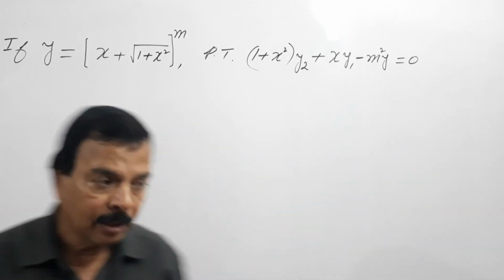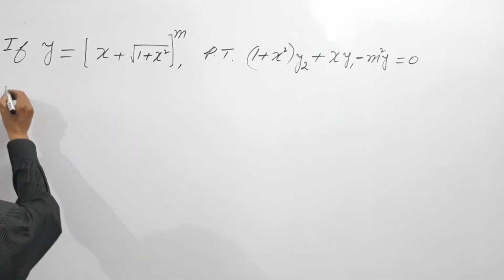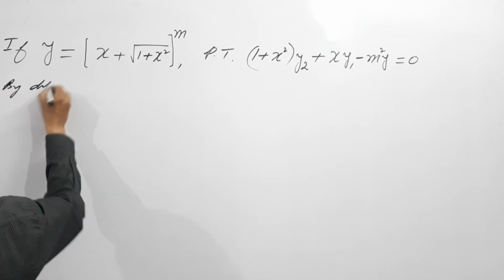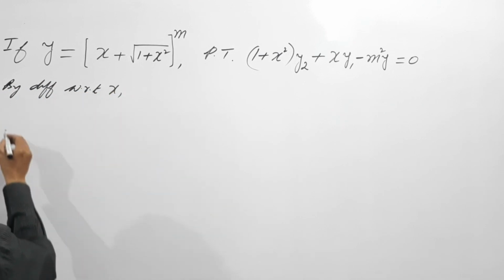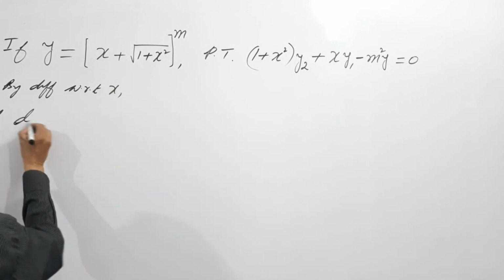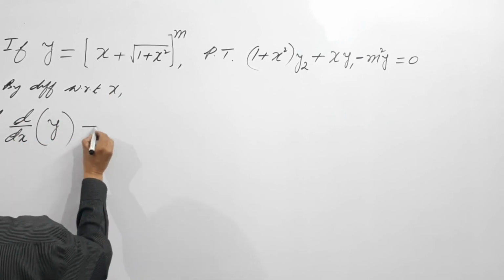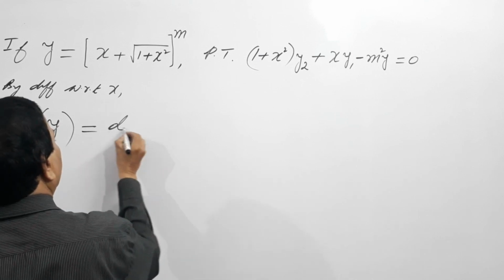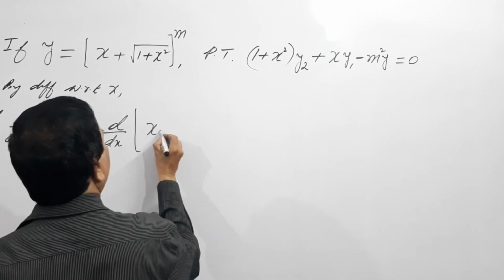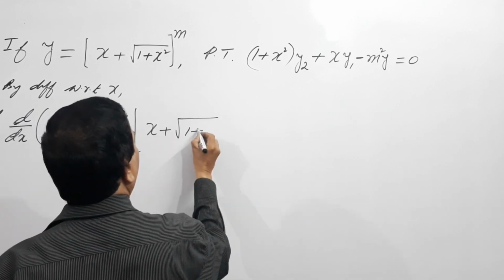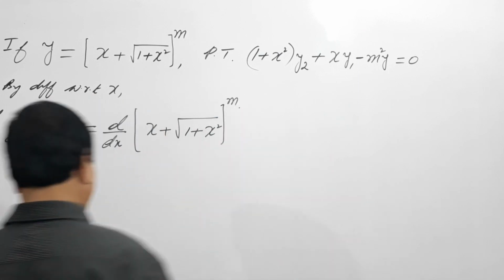What you have to do first is differentiate this. How? I'll show you. Differentiating with respect to x, d by dx of y equals d by dx of (x plus under the root 1 plus x square) to the power of m.